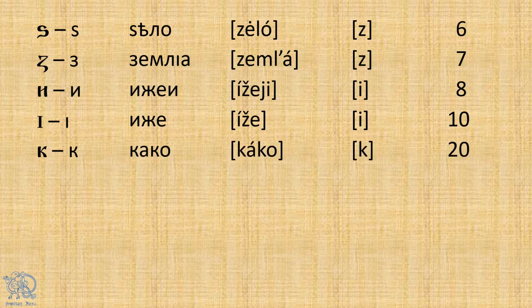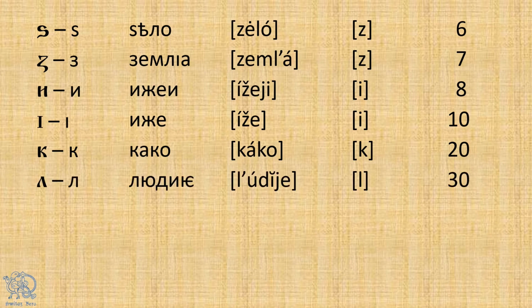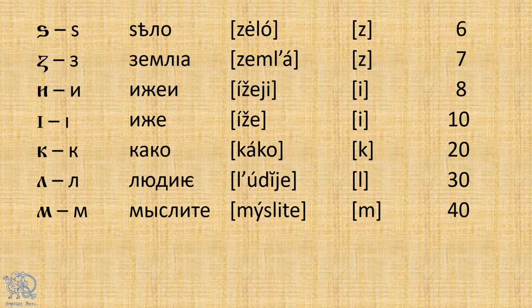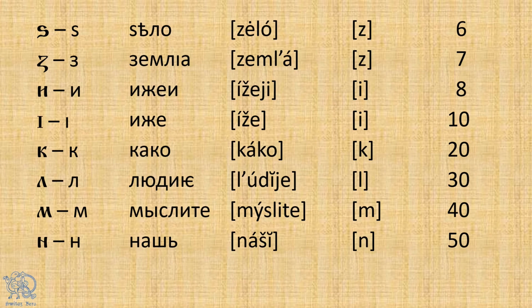Kako, kako, the sound K and the number 20. Ludie, ludie, the sound L and the number 30. Myslite, myslite, the sound M and the number 40. Naše, naše, the sound N and the numeric value 50. Ono, ono, the sound O and the numeric value 70.